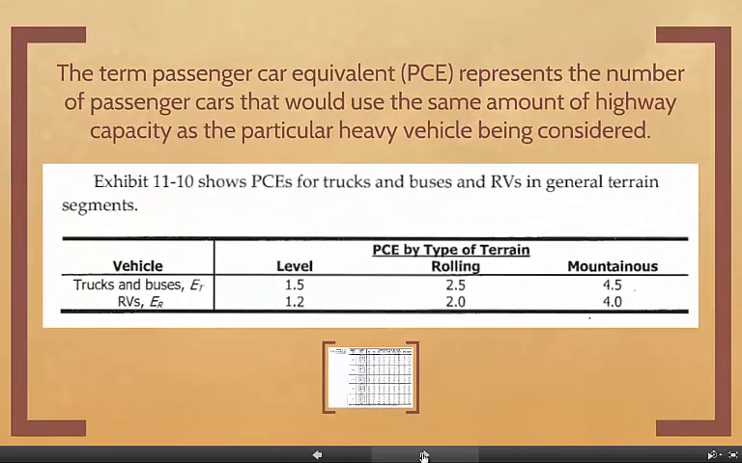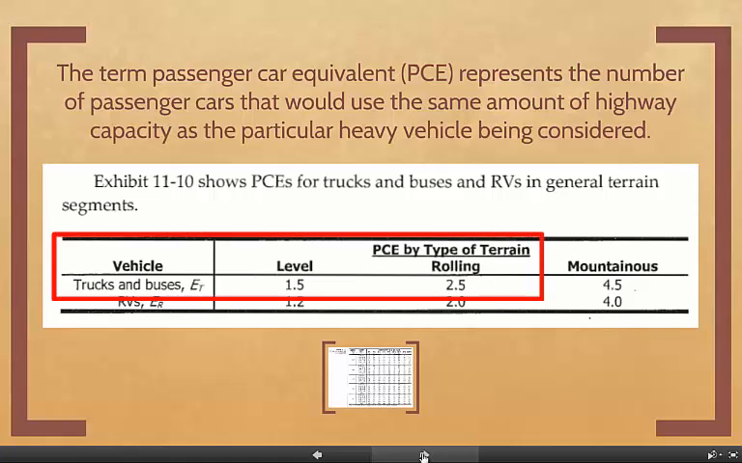The term passenger car equivalent, PCE, represents the number of passenger cars that would use the same amount of highway capacity as the particular heavy vehicle being considered. On level terrain, a truck or bus may be equivalent to 1.5 passenger cars in terms of the impact on traffic flow. In rolling terrain, the same truck or bus may be equivalent to 2.5 passenger cars.